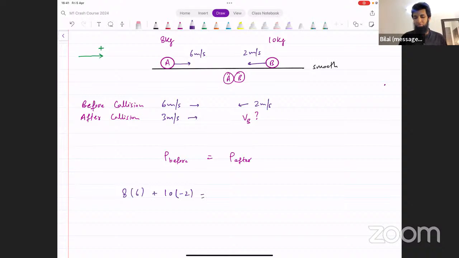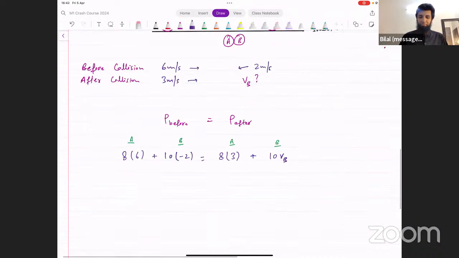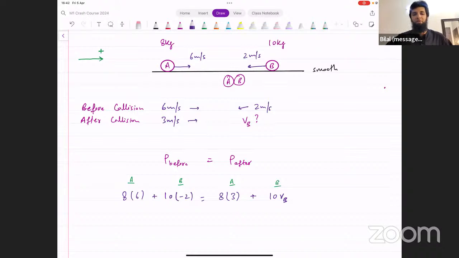Okay. And then what about momentum after collision? This was the momentum of A before collision, and this was the momentum of B before collision. Now, what's the momentum of A after collision? Mass of A, which is 8, into velocity of A, that's 3, plus the momentum of B after collision. Mass of B is 10, into velocity of B, that's VB. We do not know VB, so let's leave it like this: 10 into VB. This is the momentum before collision and the momentum after collision. We just equate both of them. All right. And now we can use this to find the value of the velocity.